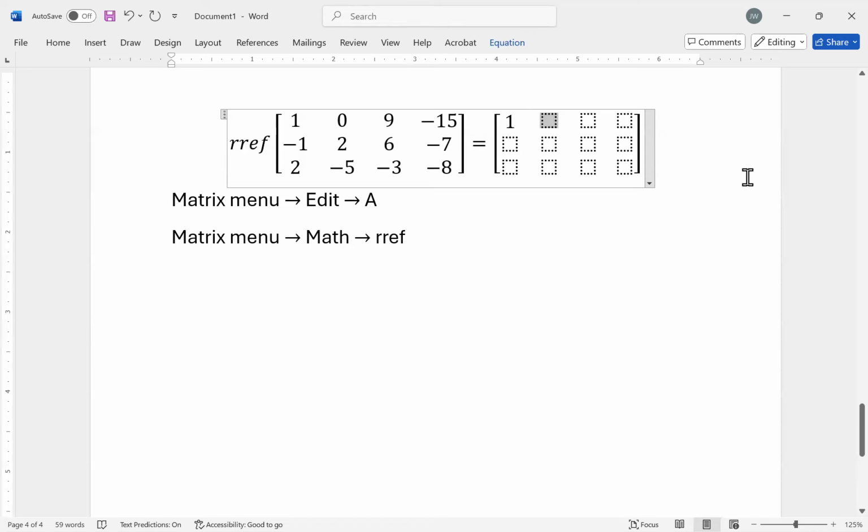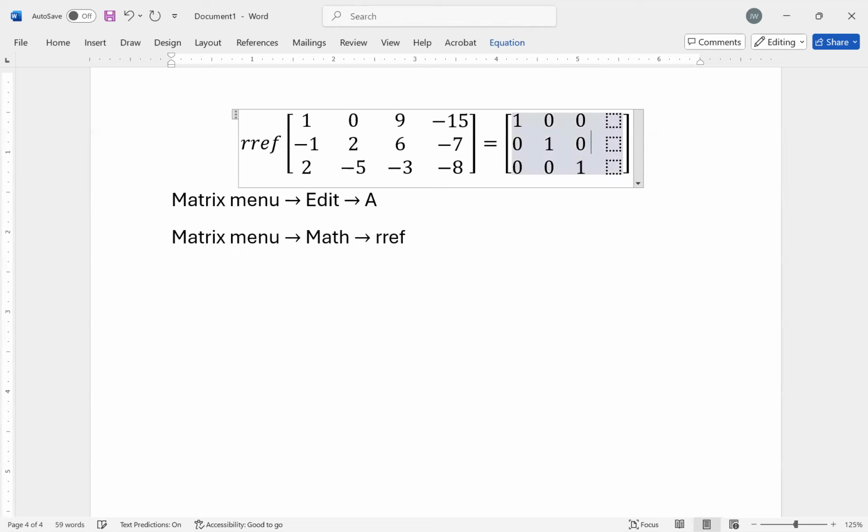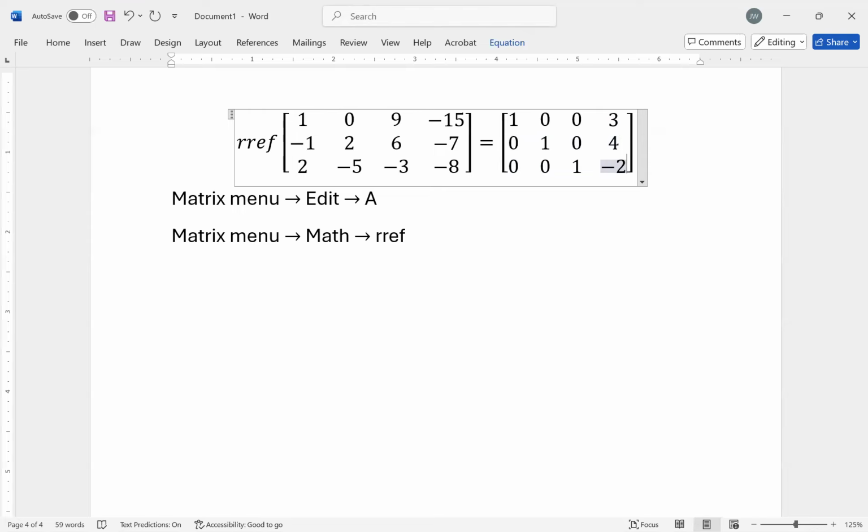The row reduced echelon form of this matrix is 1, 0, 0. I'll write them all in. So 1, 0, 0, 3, 0, 1, 0, 4, and 0, 0, 1, -2. And that's it. That's the row reduced echelon form.